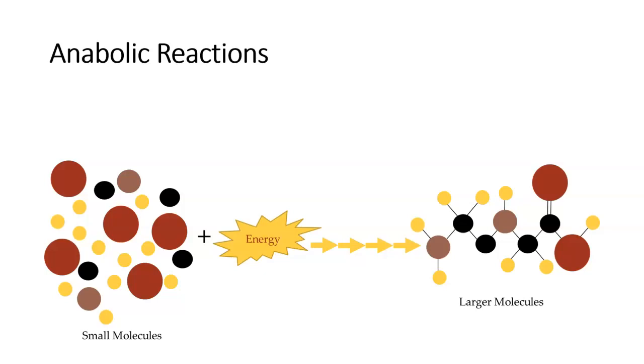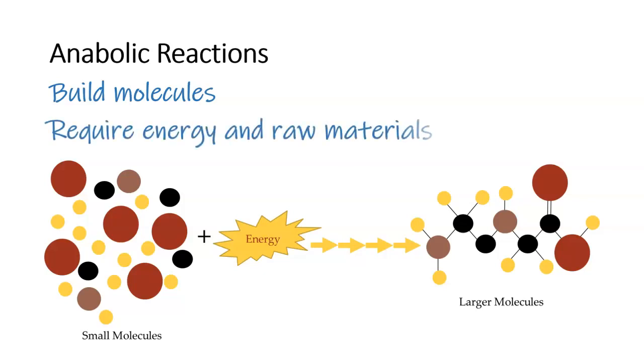Anabolic reactions are the opposite of catabolic reactions. Anabolic reactions are used to build larger, more complex molecules. They require an input of energy and a source of raw materials. Reactions that require energy to proceed are called endergonic. Right? Energy goes into the process.